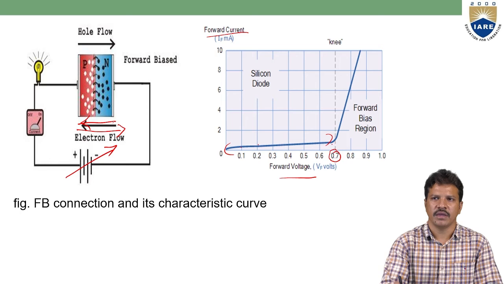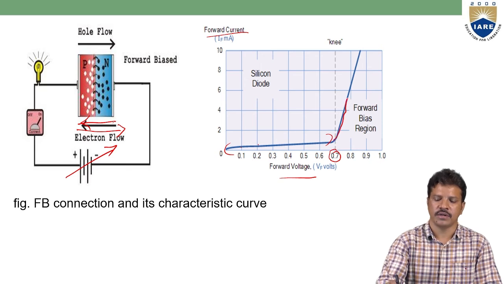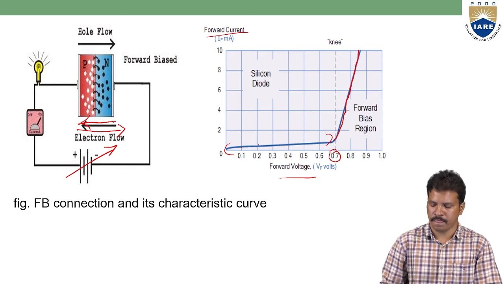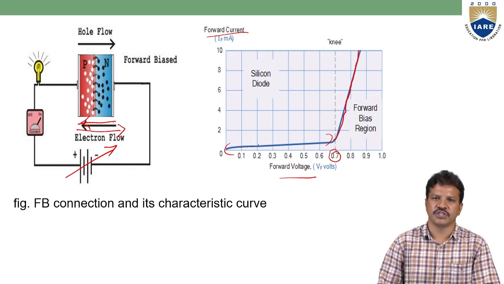So when we give more than this cut-in voltage, 0.8, 0.9, 1, 2, 3, 4, as we keep increasing the voltage beyond the cut-in voltage, the current flow in the p-n junction diode increases exponentially. As the voltage goes on increasing, the current flow increases. This is called the p-n junction diode in forward bias.